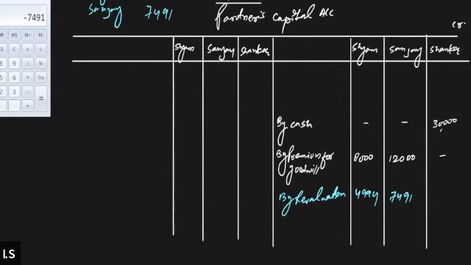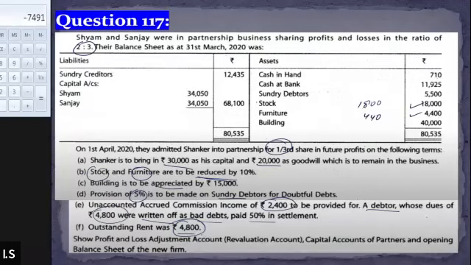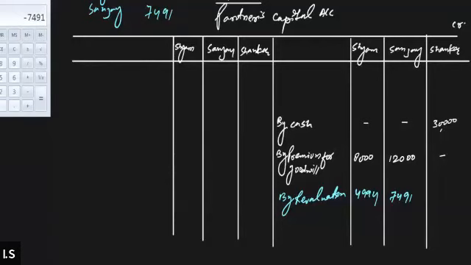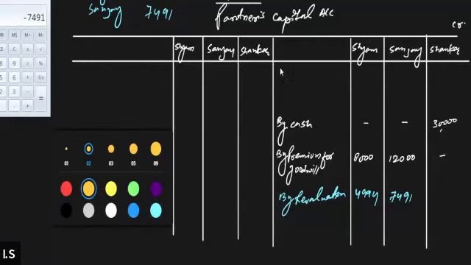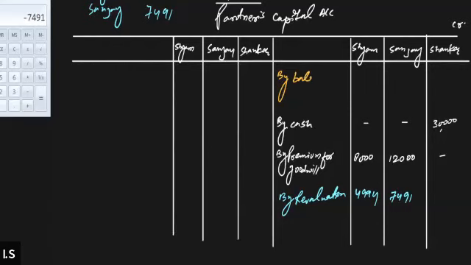Now let's talk about the remaining adjustment in the question. I think every adjustment is done. There is no other adjustment left in the question. So we just need to record the opening capital balances of the partners in the partners capital account. So we'll go to the partners capital account and write down their opening balances. By balance BD will be how much? Opening balances were 34050 for Sanjay's. Got it? Is this clear?